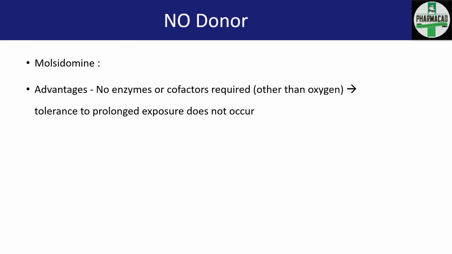Molsidomine has some advantages in the whole metabolism. There was no aldehyde dehydrogenase enzyme involved in causing release of nitric oxide, right? It was just oxygen which was releasing the nitric oxide from the parent drug. So that is one advantage where tolerance cannot be developed. In the case of organic nitrates, we have seen that because of mutation in the aldehyde dehydrogenase enzyme, tolerance may develop. But here, since the enzyme is not involved, the tolerance development will be less.